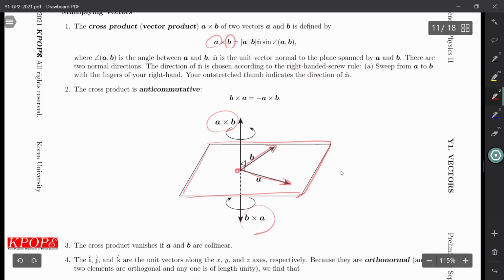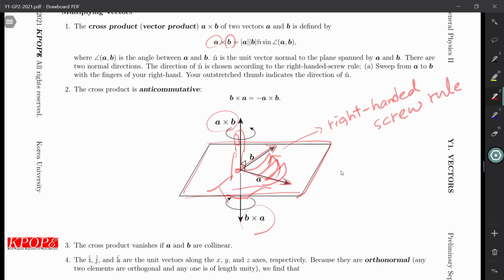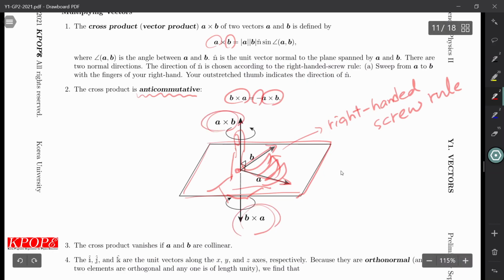So you swipe your fingers from A to B, and your right hand thumb is heading toward A cross B. Your right-handed screw rule. This is A cross B, and cross product is anti-commutative. So A cross B and B cross A, they are opposite sign.